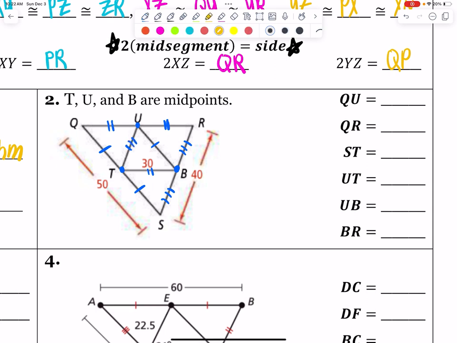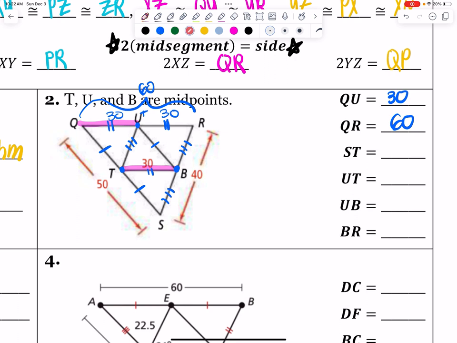So how do I find Q to U? Well, Q to U is just going to face the exact same way as T to B. That's the side parallel to it. And so I can look at that missing piece, and that would have to be 30. So it would also be 30 for Q to U. Okay, how do I find Q to R, which is this whole thing? It would be 30 plus 30, which would then be 60. So that whole thing would be 60. It's two of those midsegments put together. You double the midsegment to get the third side.